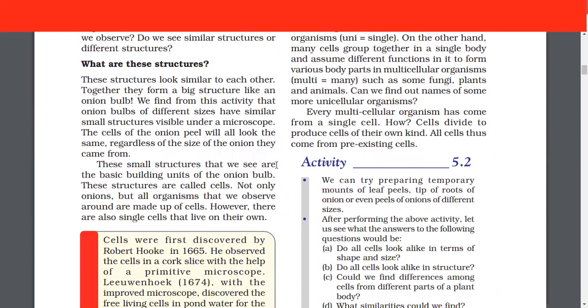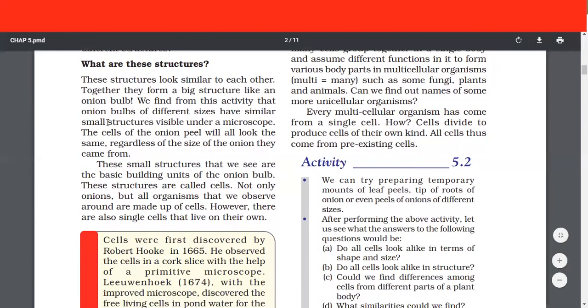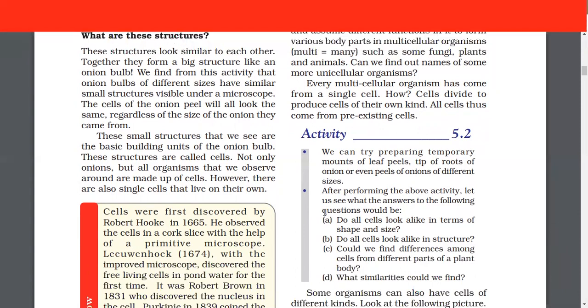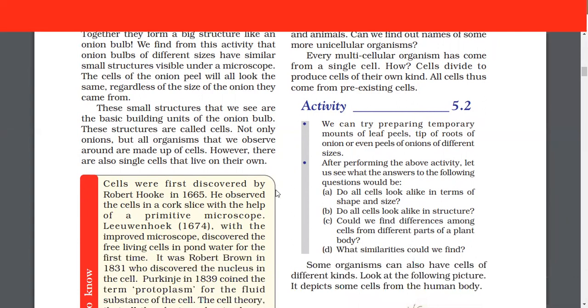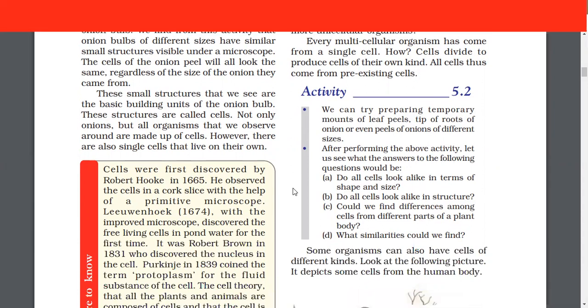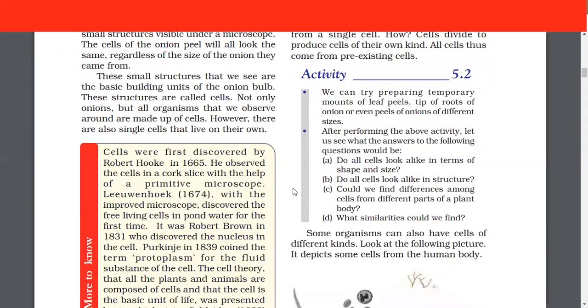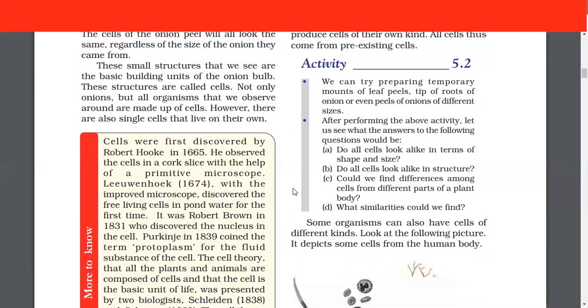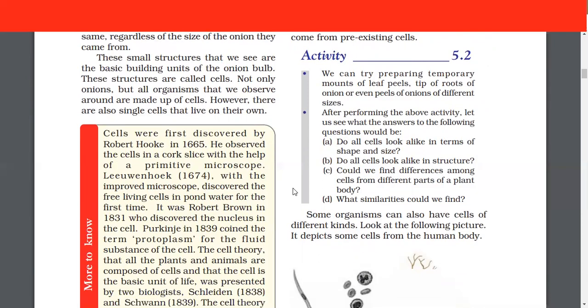What are these structures? These structures look similar to each other. Together, they form a big structure like an onion bulb. We find from this activity that onion bulbs of different sizes have similar small structures visible under a microscope. The cells of the onion peel will all look the same regardless of the size of the onion they came from. These small structures that we see are the basic building units of the onion bulb. These structures are called cells. Not only onions, but all organisms that we observe around are made up of cells. However, there are also single cells that live on their own.